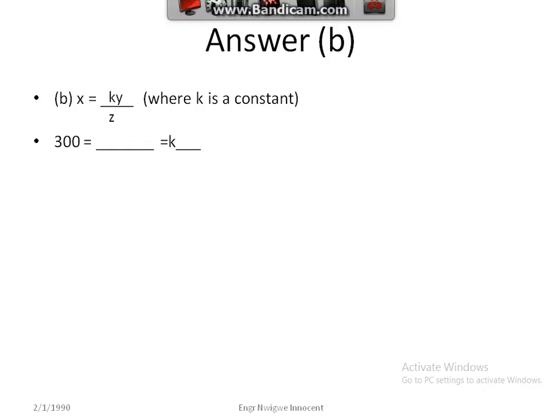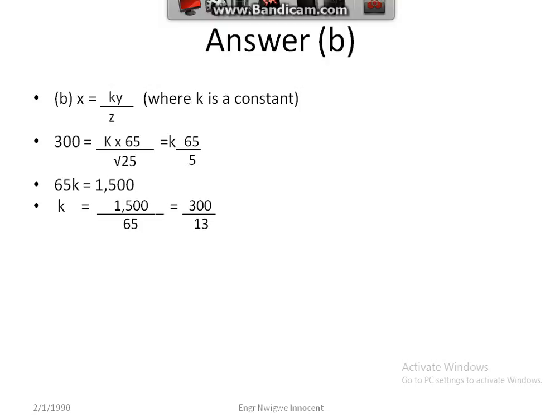300 is equal to k times 65 all over square root of 25. Therefore, we now have 300 equals k times 65 over 5. If you cross multiply, we now have 65k is equal to 1500. Therefore, making k the subject of the formula, we now have 1500 over 65, which is equal to 300 over 13.